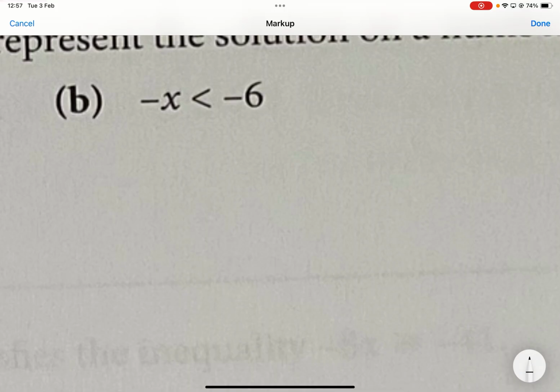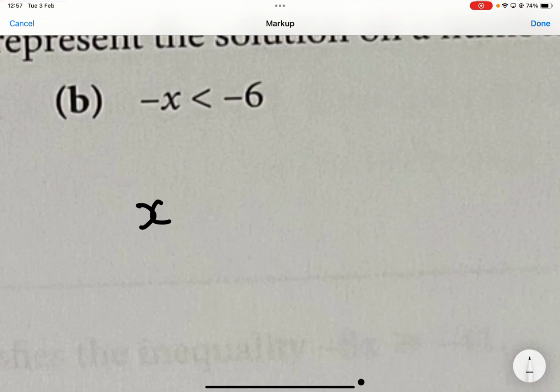Negative x is smaller than negative 6. So if I want to solve this inequality, my final step is x alone. And my x must be positive. If I can make this become this, then I have solved the inequality already. Just like solving an equation, I want only one x. So how can I get from this to this?